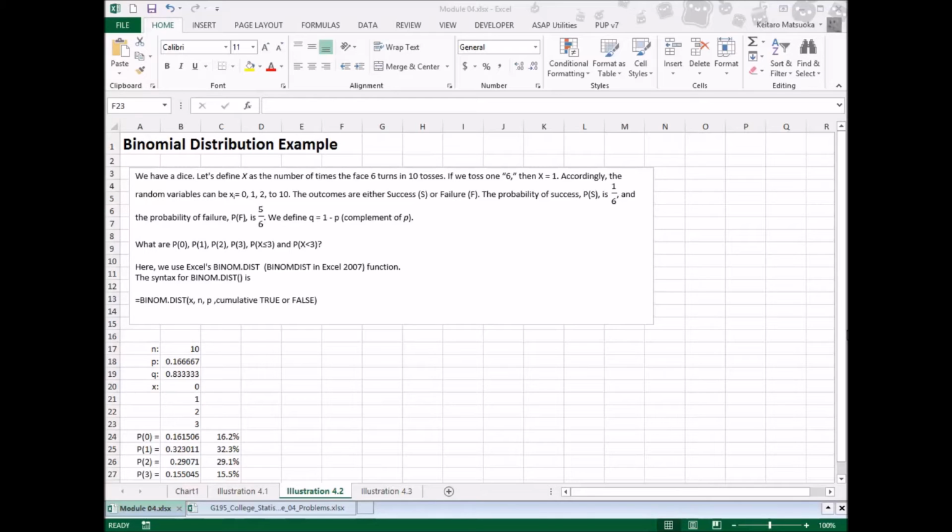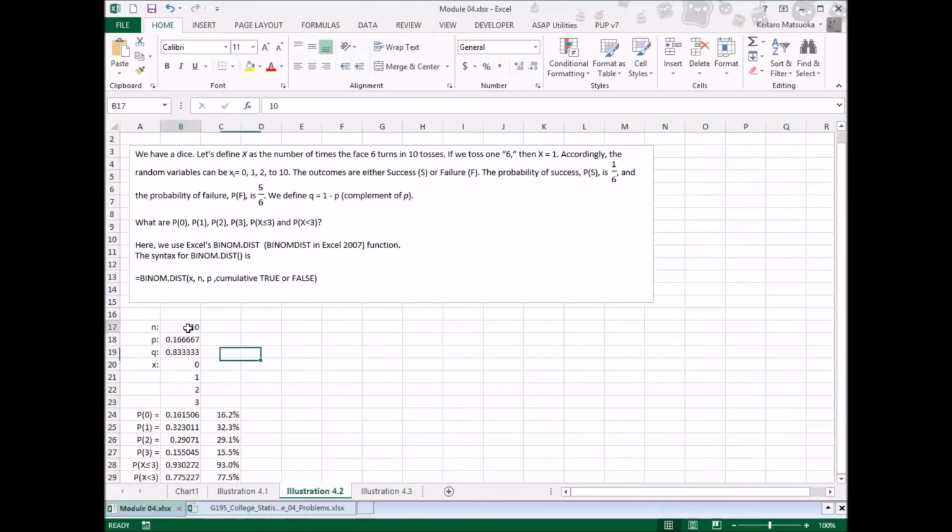So from this problem, you know that it's going to be 10 tosses. So n is 10. P will be 1 over 6. That's the success when I see a 6. And Q will be 5 over 6, as we saw up here. The x's we're going to look at are 0, 1, 2, and 3. So what are the chances that we don't see any 6's? In this case, x will be 0.